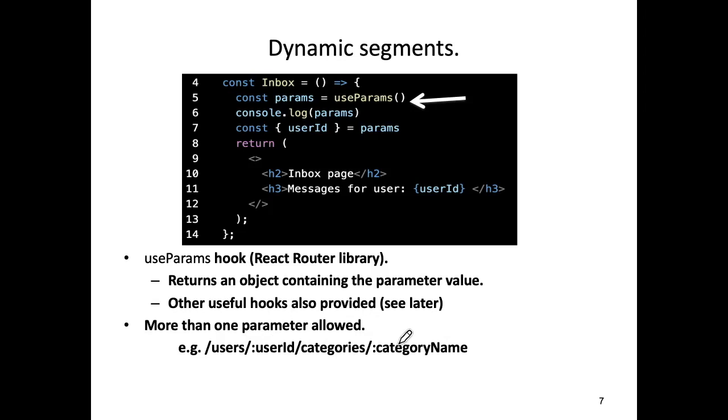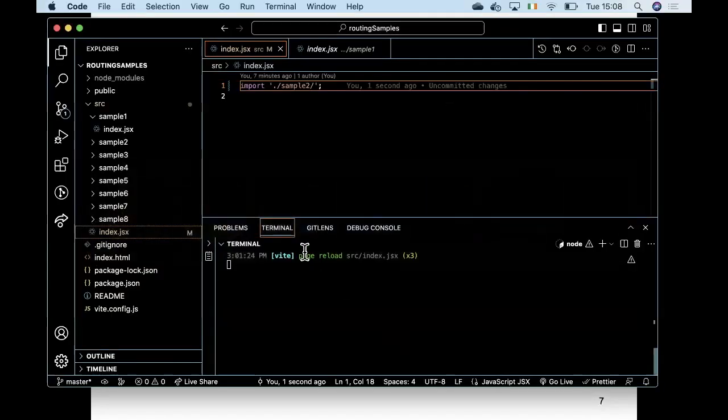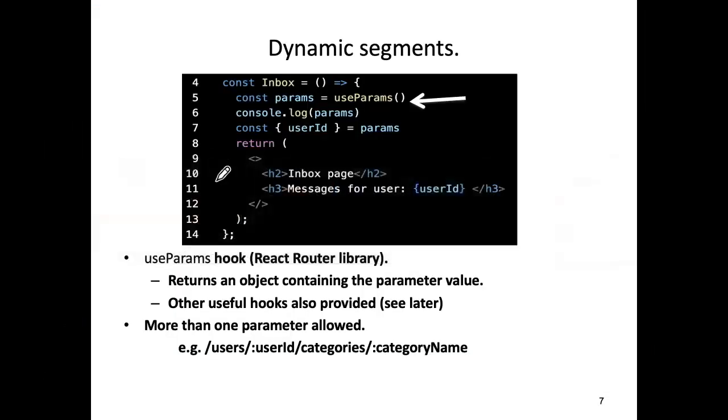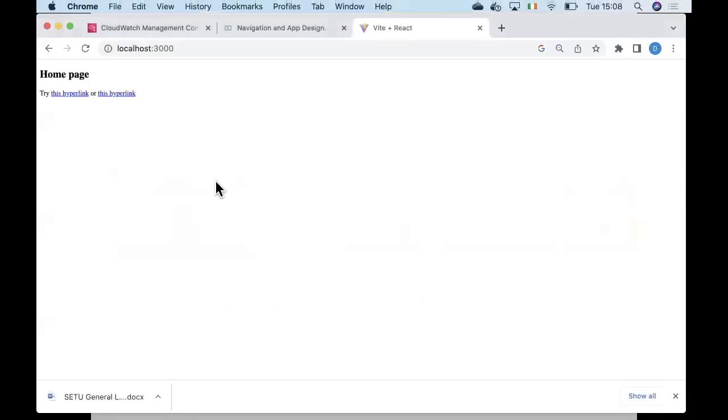I think this is sample 3. So if we just quickly look at sample 3. Again, just for illustration purposes, I've just got two hyperlinks here. And when I click on these hyperlinks, notice what happens to the browser's URL address. Based on my routing configuration, it is going to load the inbox component, which I've shown you the code for. So if I click on this one first, the browser's URL address changed to this. So it looks like the user ID is 1234, sorry, and that's why I'm getting that here.